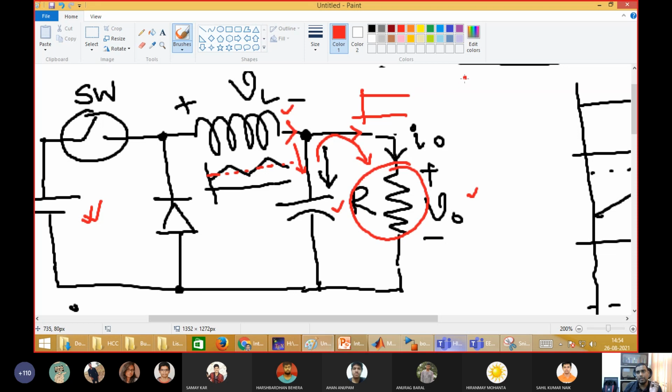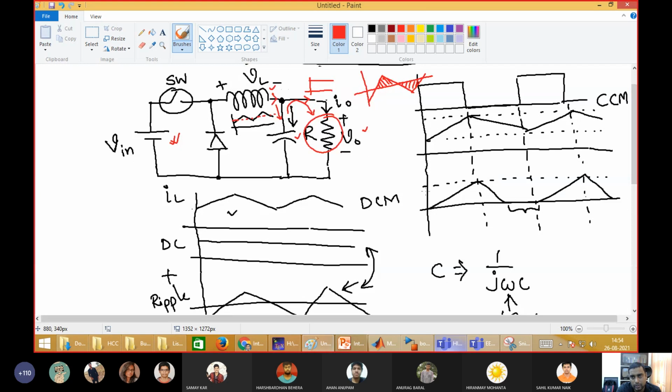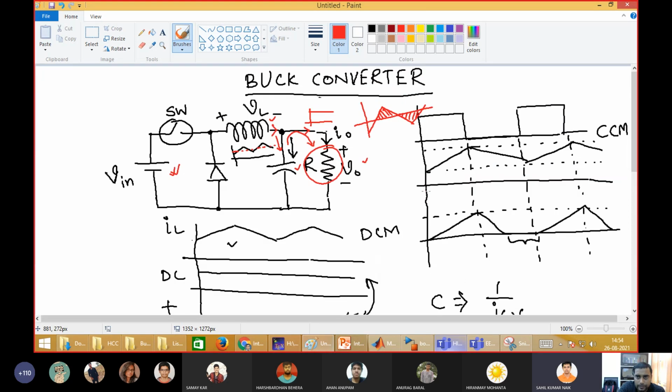Fine. So that is why capacitor current is positive, negative. Like this, capacitor current will be like this. During this period, it is charged. During this period, it is discharged. Okay. Fine. Theory part is fine. Everybody is fine with this. Any question? Yes, sir. Fine, sir.